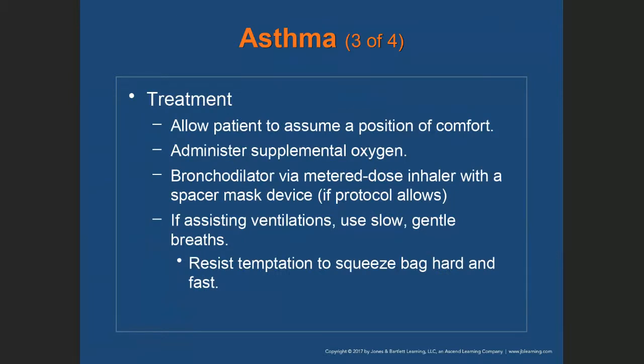Treatment: allow the patient to assume a position of comfort. Administer supplemental oxygen. They will benefit from a bronchodilator via metered-dose inhaler with a spacer and mask device if protocol allows, or nebulization. If assisting ventilation, use slow, gentle breaths. Resist the temptation to squeeze the bag hard or fast because you can create a pneumothorax.